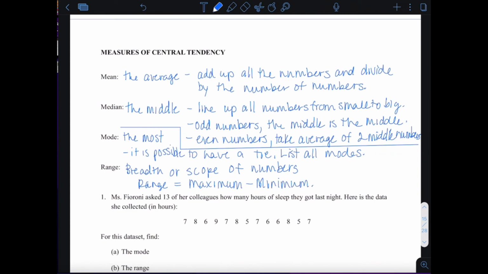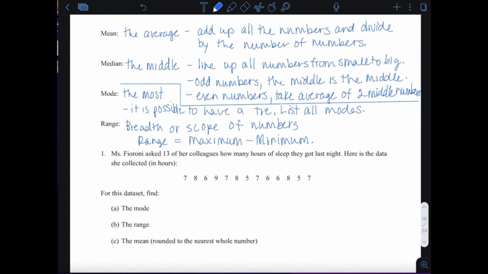Okay, so let's say I asked 13 of my colleagues how many hours of sleep they get a night, and then collected this data. So, few people had only 5 hours of sleep, one person had 9. Okay, so for this data set, what I want to do is find the mode, the range, and the mean.